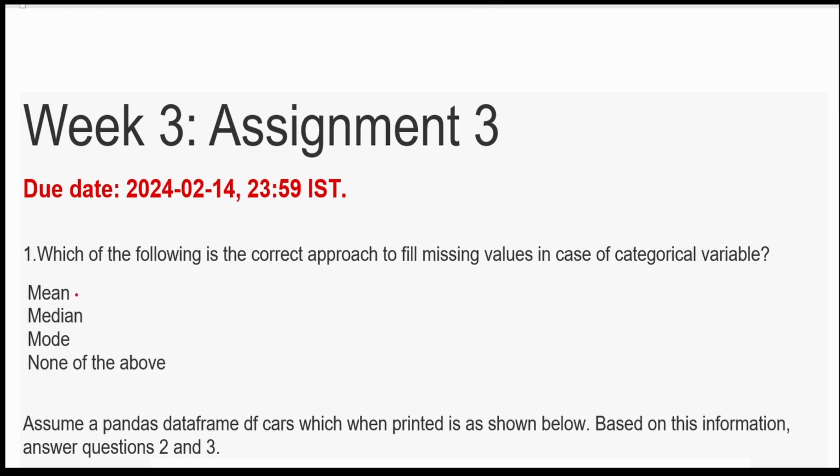Here, mean is used only for numerical values. Median is also used for numerical values. And mode is used for categorical values. Mode indicates the frequency of occurrence. So, mode is used to fill the missing values in the case of a categorical variable.